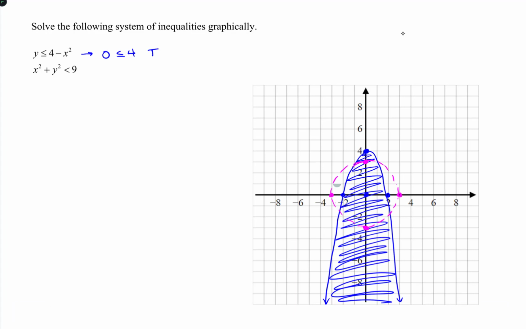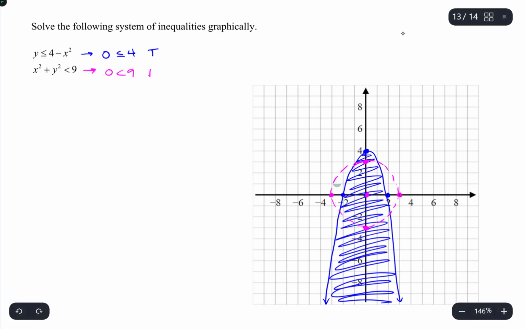There we go. Now I need to shade either the inside of this circle or the outside of the circle. So I pick again on the origin just because it's an easy point to use, and I plug that in. So 0 squared plus 0 squared is 0, and that's certainly less than 9, so that's a true statement. So the part that is the solution to the circle is inside the circle. Okay, so this region through here.